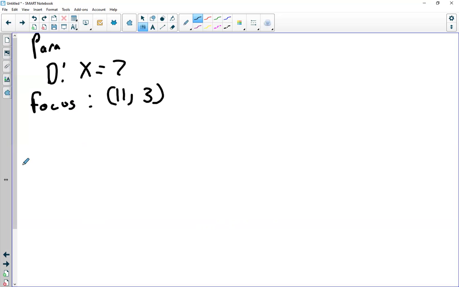Since it's x equals, that must mean we're moving along the x-axis. So that means it's going to be the y squared, with the x by itself. So y minus k squared equals 4p times x minus h. We know this is our goal. Now, I need a k, an h, and the p value. So first, let's figure out what our h and k are.